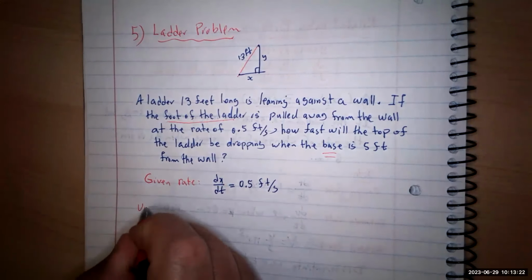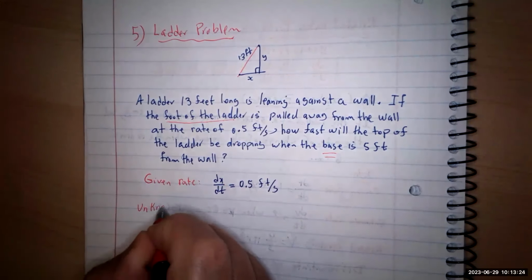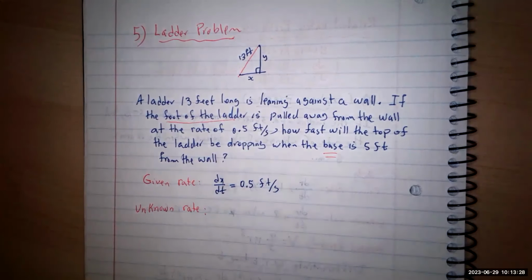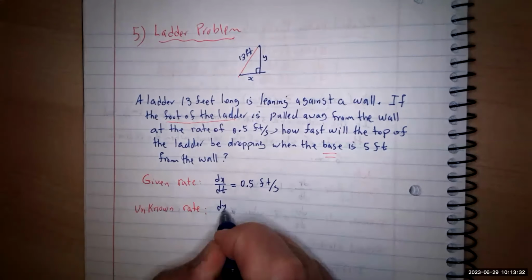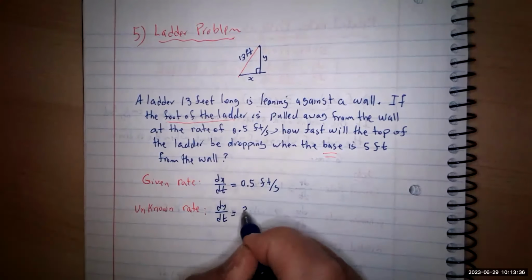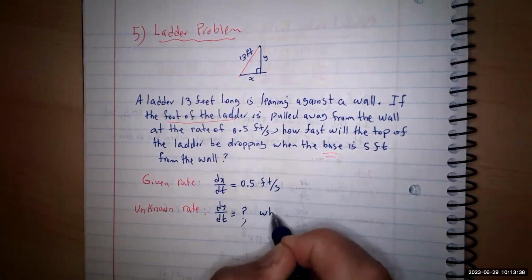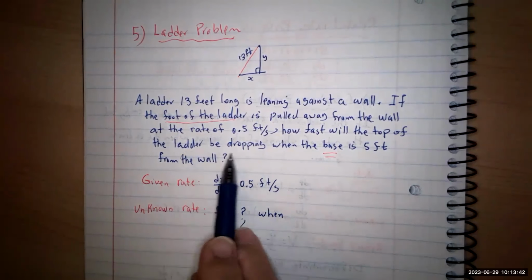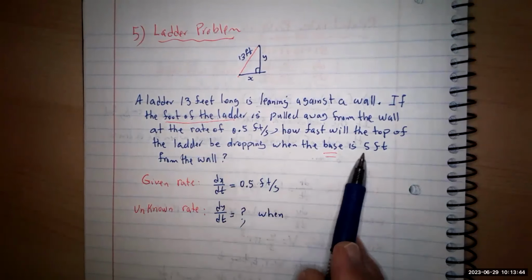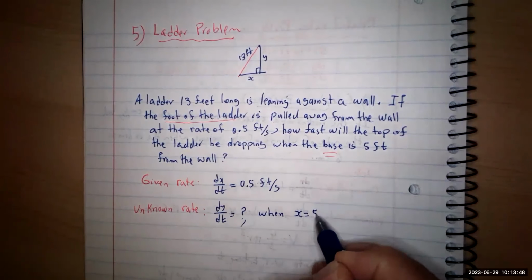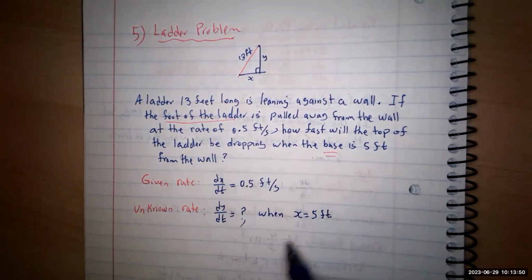So the unknown rate is the other one, which is dy dt. That's the missing one. The information you want is when the base is 5. Base means x is 5 feet away. Okay, that's it.